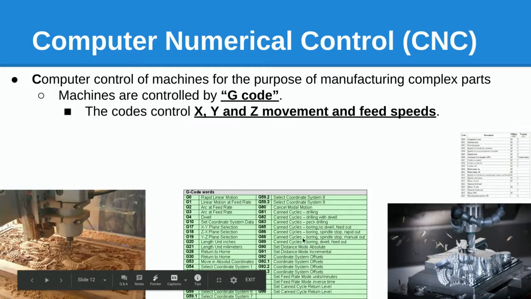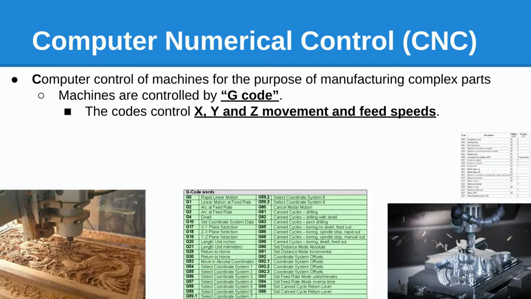And these probably look somewhat familiar. And you probably even know what a few of them are. So here are a bunch of G codes, here are a bunch of M codes. If you didn't take design and manufacture, you probably have no idea what I'm talking about, but that's all right.